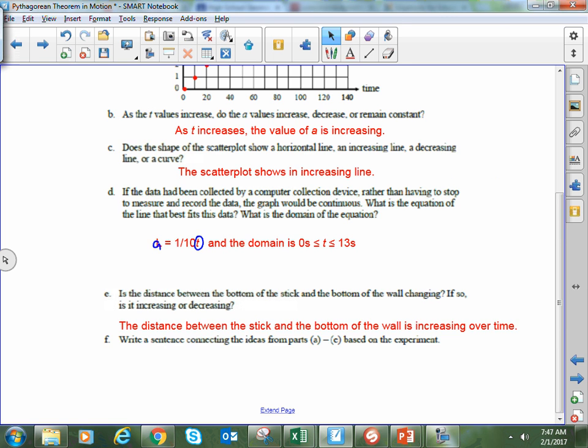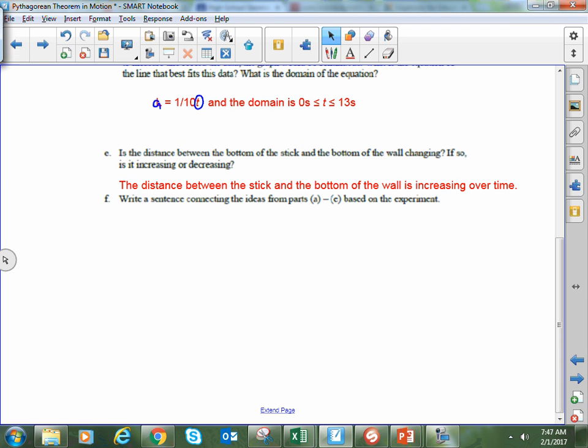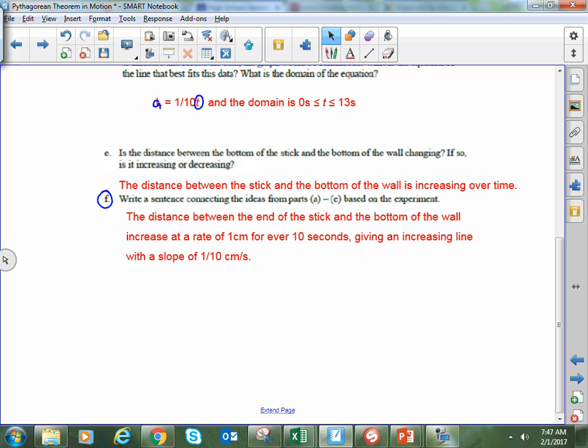Now write a sentence. Pay attention to how you might have answered. We're looking for complete sentences with appropriate math vocabulary, just like you would have done in an English class. So here I'm saying that the distance between the end of the stick and the bottom of the wall increased at a rate of 1 centimeter for every 10 seconds, giving an increasing line with a slope of 1 to 10, or 1 centimeter for every 10 seconds.